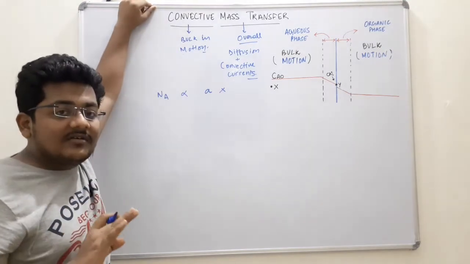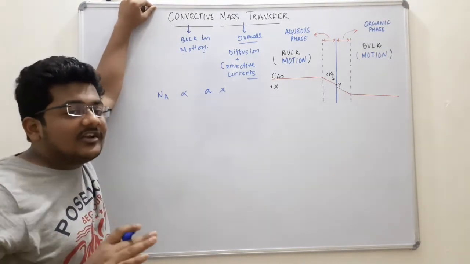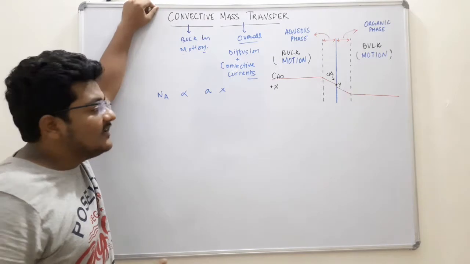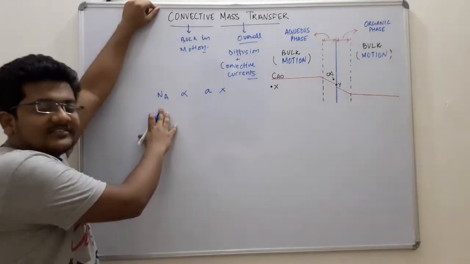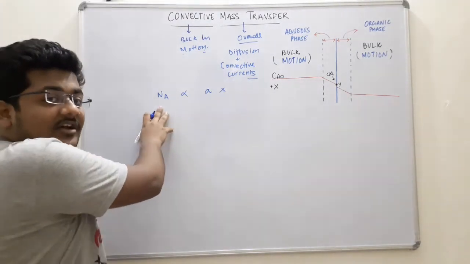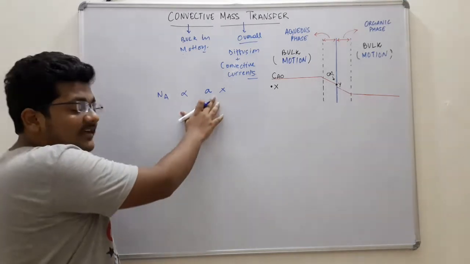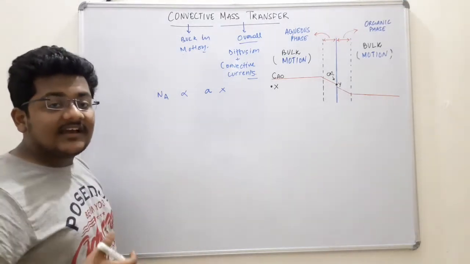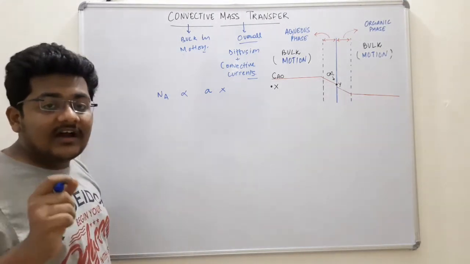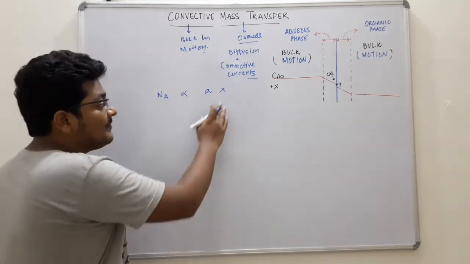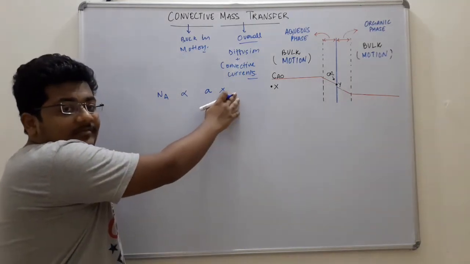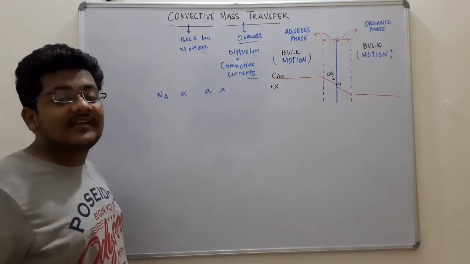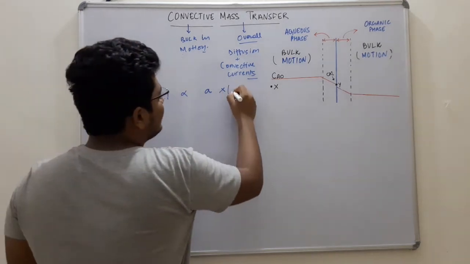Okay, so in Fick's law of diffusion it was a bit different. There it was just the rate of mass transfer, but here it is volumetric rate of mass transfer. There it was surface area, here it is specific surface area, and there in multiplication it was concentration gradient, but here it is concentration difference.